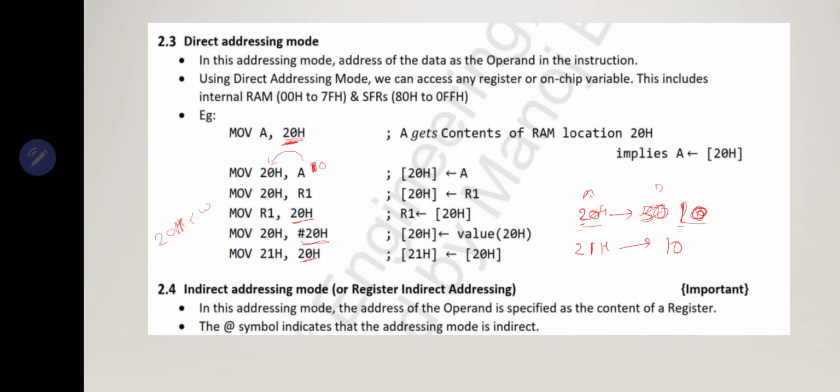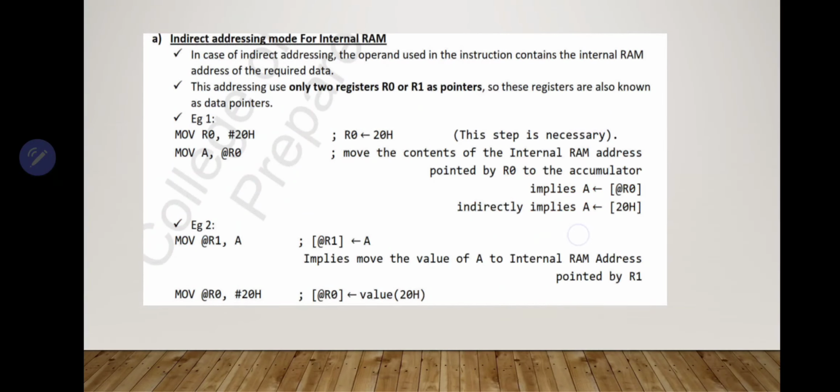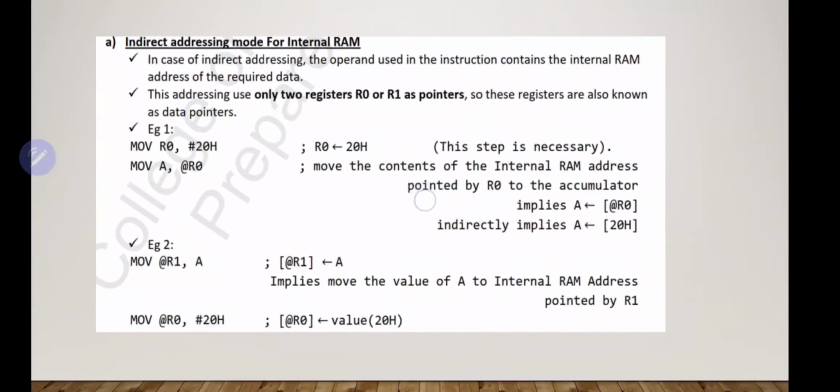Then next is an important addressing mode, that is indirect addressing mode. It's also called register indirect addressing mode. In this addressing mode, the address of the operand is specified as the content of the register. Here the content of the register is nothing but the address. If we give any value to a register and then call the register, it uses the content as the address. The @ symbol indicates that the addressing mode is indirect.